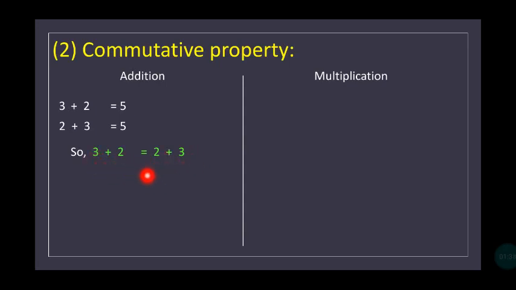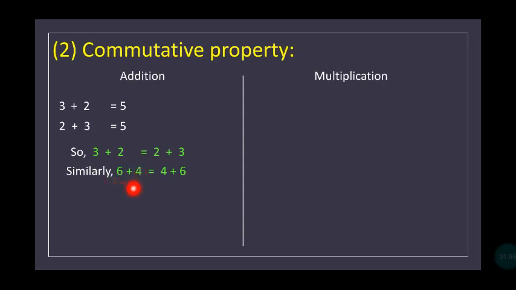Now is this true for all numbers, all whole numbers? Yes. If we take again 6 plus 4, so is again equal to 4 plus 6. Means we can change the order of these two numbers, 6 plus 4 or 4 plus 6.